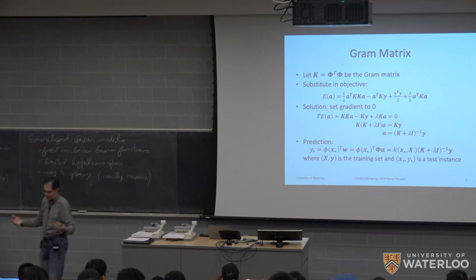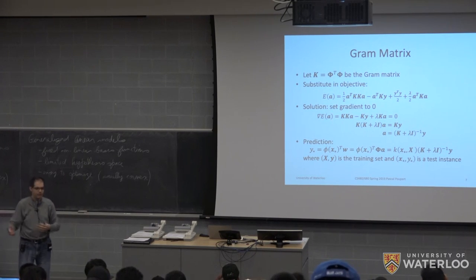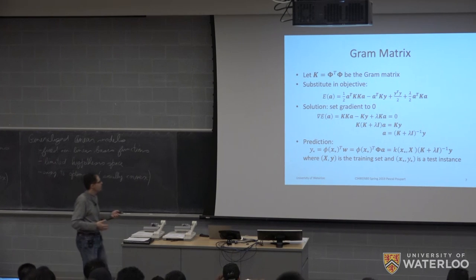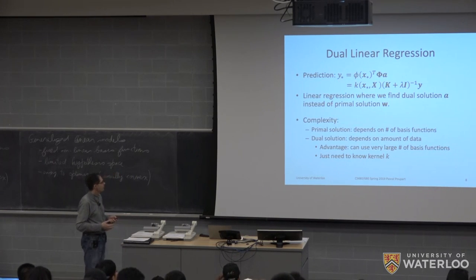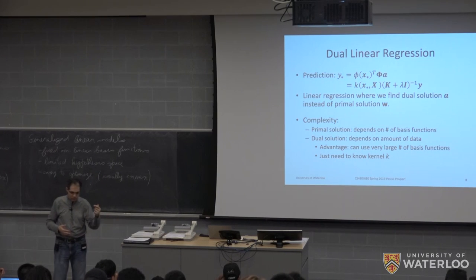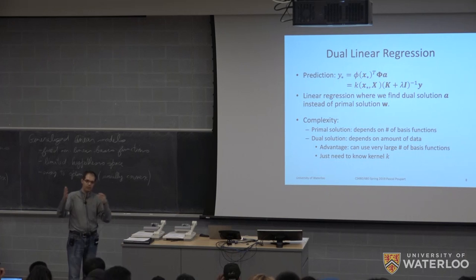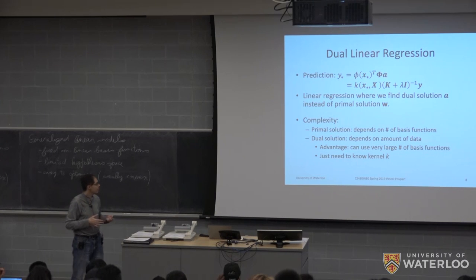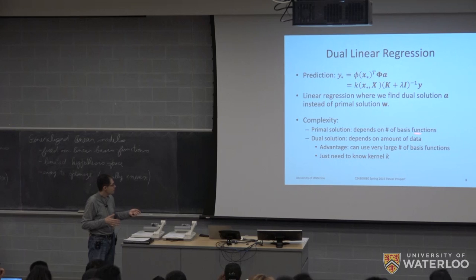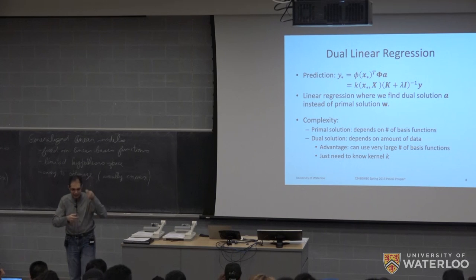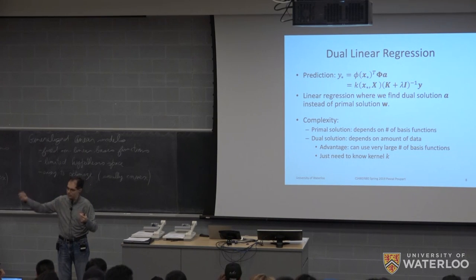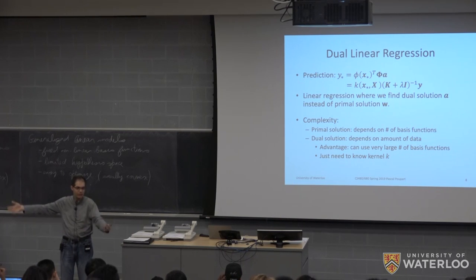Okay, so this is all nice. Some of you might get excited. Some of you might feel like this is too much math. So what's the point of all that? The point here is that when we do the computation in the dual space, we have a different complexity for the computation. The original optimization in the primal space with respect to W was dependent on the number of basis functions. When I do the optimization with respect to W, I have a variable W for every basis function, so every dimension in my new space. So obviously the complexity depends on that.